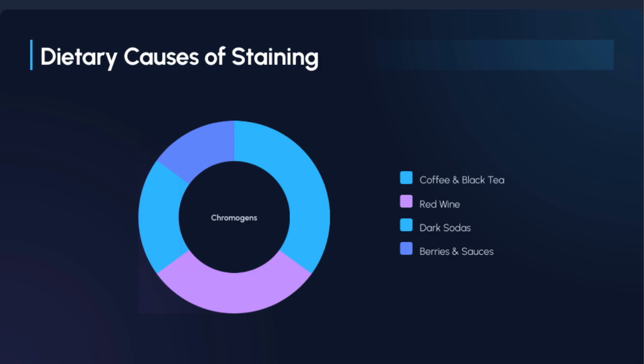of tooth staining. By being aware of these factors, we can better advise on how to minimize their impact, whether through moderation, proper oral hygiene, or other preventive measures. This all ties back to our overall goal of maintaining a bright, healthy smile by managing both external and internal factors that affect tooth color.